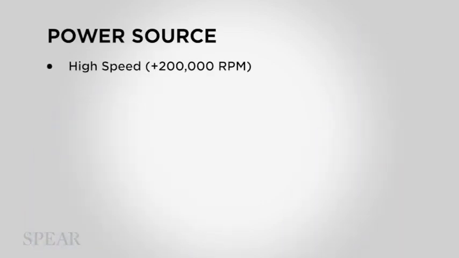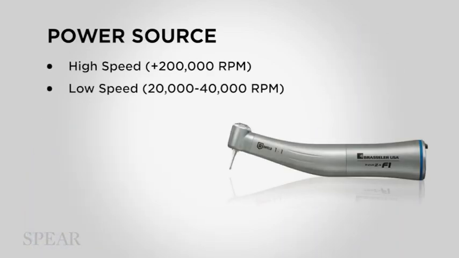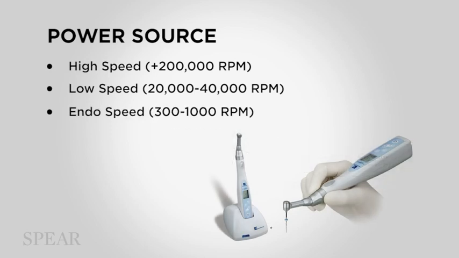So the low speed would be anywhere from 20 to 40,000, as well as the endo speed, which is before your orifice opener, that runs anywhere from 300 to 1,000 RPM. Those are the power devices that you're going to need.